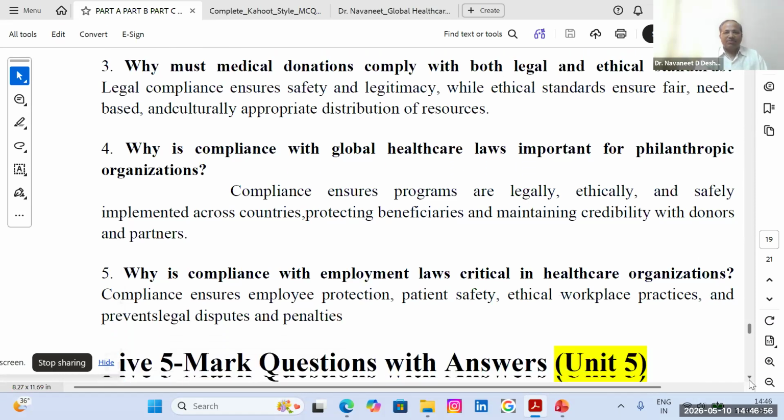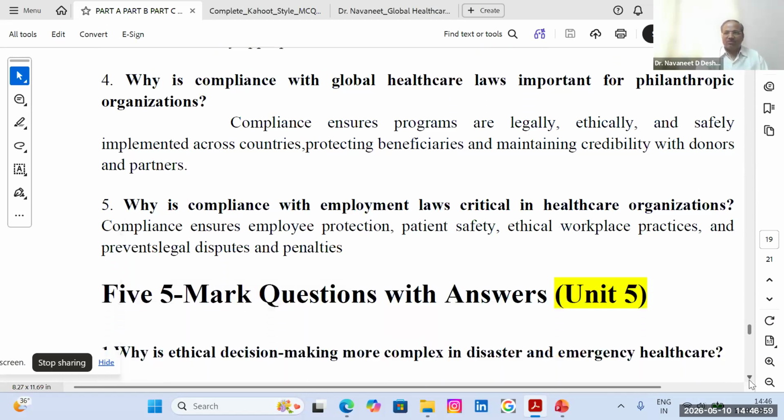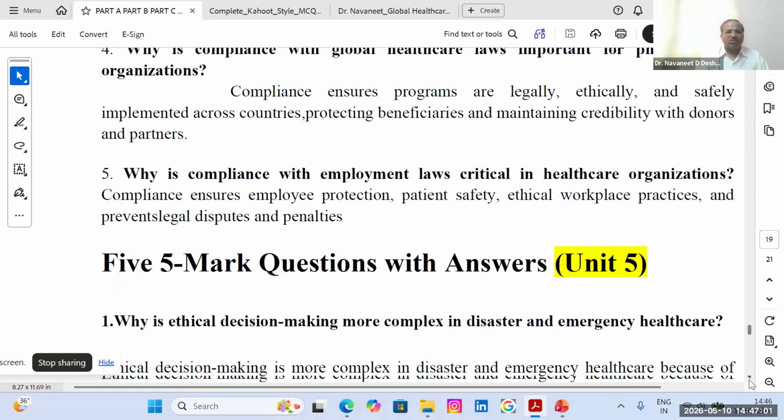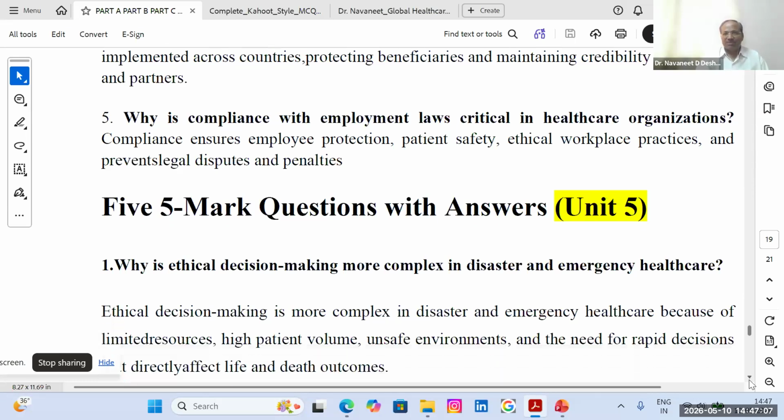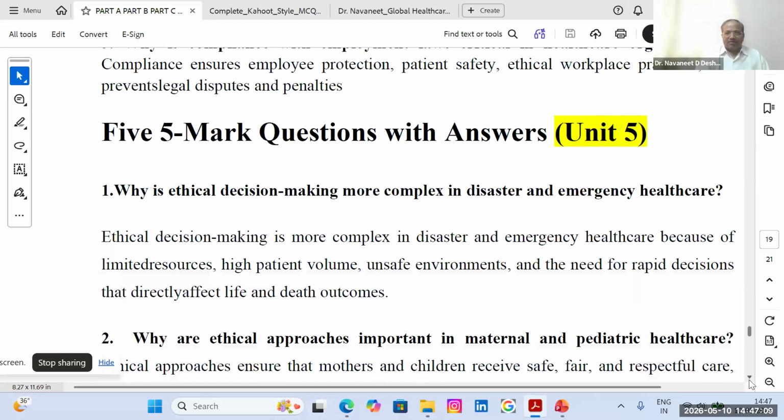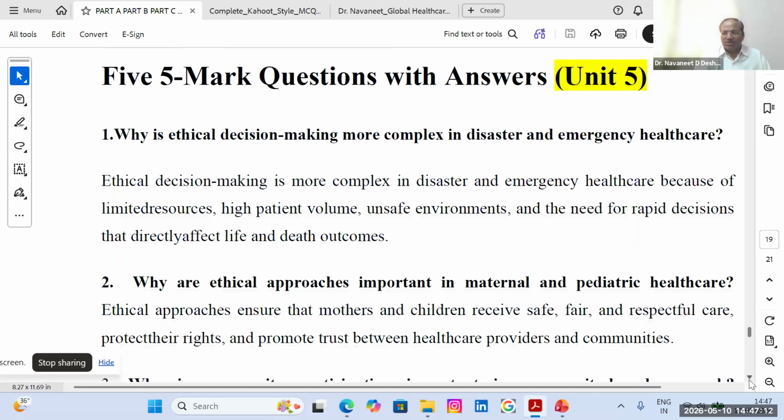Why is compliance with employment laws critical in healthcare organizations? Compliance ensures employee protection, patient safety, ethical workplace practices, and prevents legal disputes and penalties. Let's now go on to the last unit, that is the fifth unit.